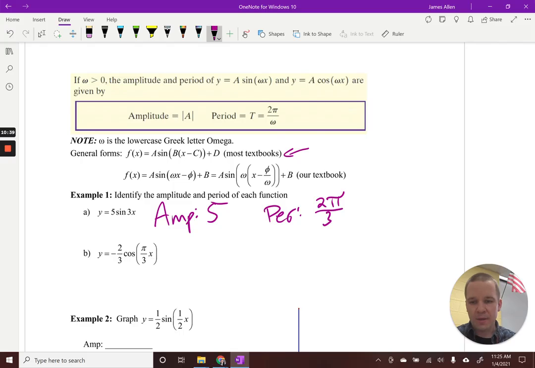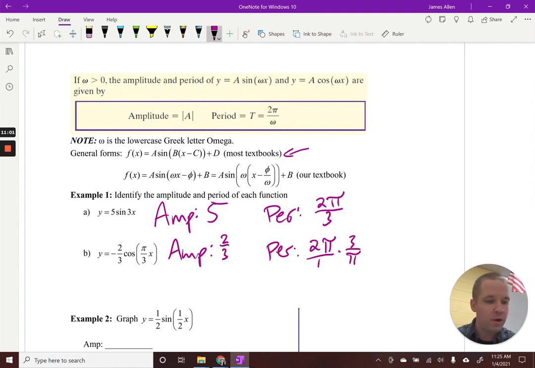No big deal. Now the next one we got, fractions. First off, our amplitude is going to be positive 2/3. Then our period: I'm going to take 2 pi and divide it by pi over 3, which is really like multiplying by 3 over pi. And if it helps, throw that over a little 1, because fractions can be scary. Now we're just multiplying across, but I'm going to simplify first, cancel the pi's, and I'm left with 6 over 1, which is just 6. So my period for that one is just 6.